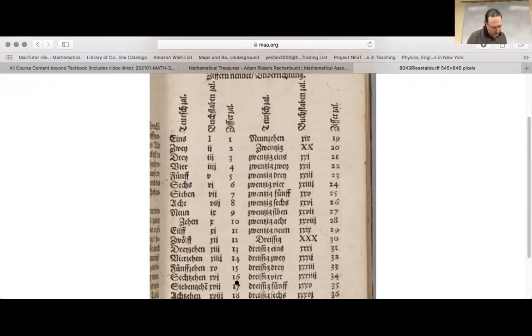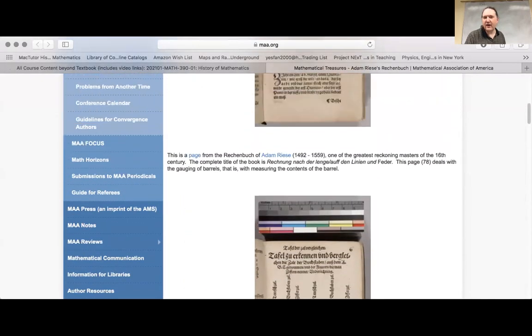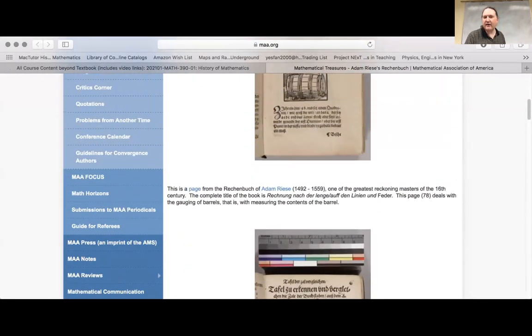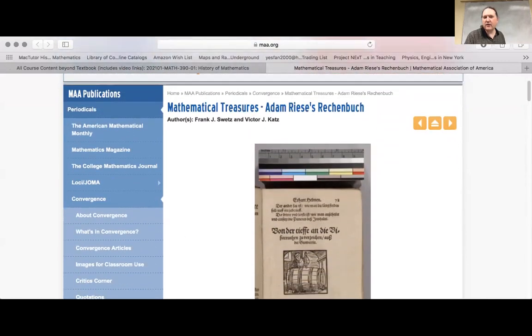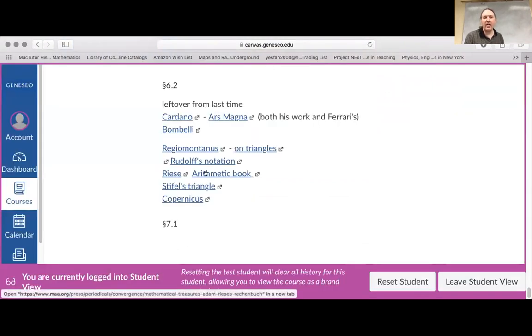I don't know if I have a date for this, but I imagine that if I ask nicely enough, they will have a date here. So it looks like Riese was doing this in the 16th century, working in Germany. This is not new creative mathematics. This is expressing arithmetic, primarily, in fact, for children, as was discussed in the text.